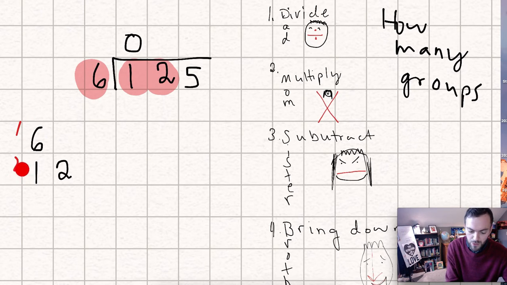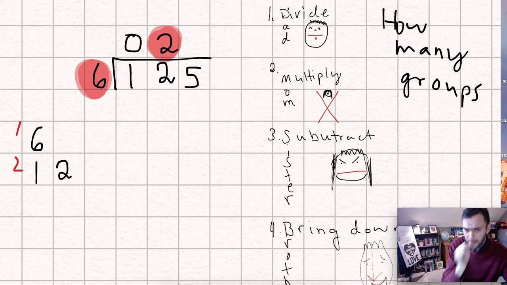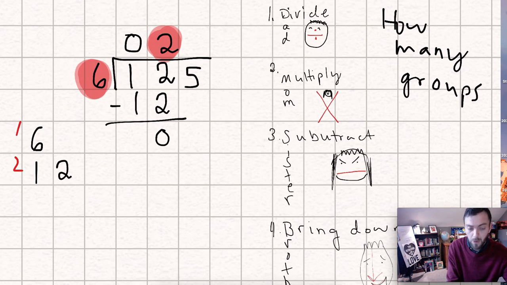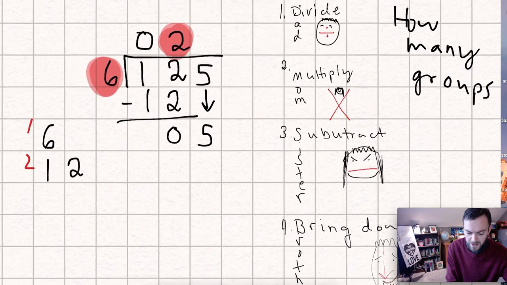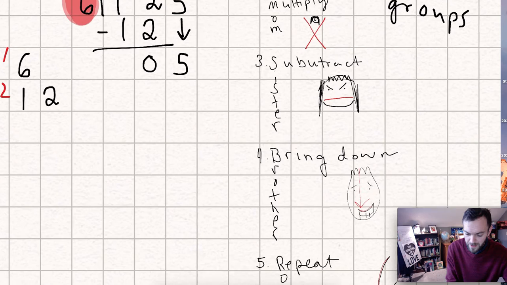All right, how many groups of 6 can I make with 12? I can make 2 groups of 6. I'm going to record that before I forget, and right away I'm going to multiply 2 times 6. I just wrote the 2 down, and I want to multiply it right away. Step 2, multiply. 2 times 6 is 12. And right away I write down the 12, and I move on to step 3, which is subtract. 12 minus 12 is 0. Step 4, bring down the 5. And step 6, which is repeat. So I'll go right back up to step 1.